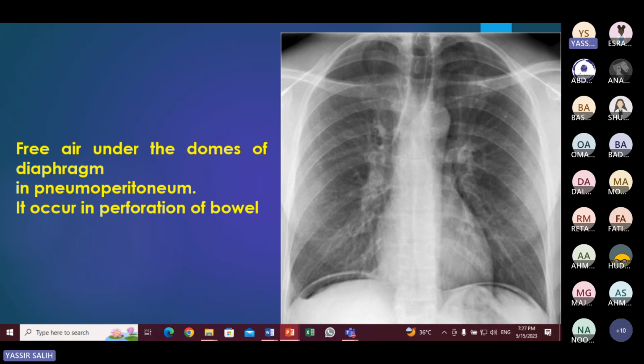What is this examination? What is this image? An X-ray of the chest. Chest X-ray, yes. What abnormality do you see? There is air under the diaphragm. Yes, free air under the diaphragm. On which side?